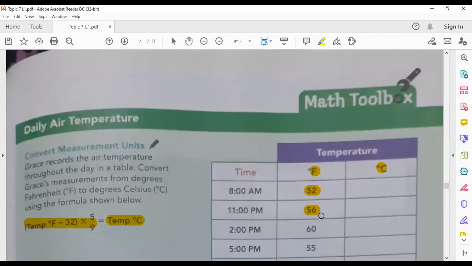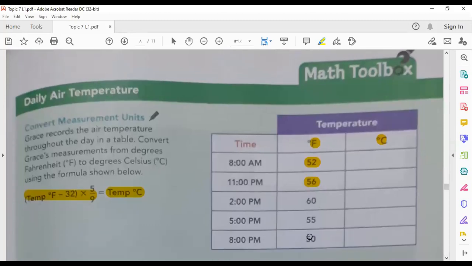55 minus 32 is 23, times 5 over 9. What does 55 minus 32 give? 12.7. So the final answer is 12.7. Thank you. I will send you the answers.